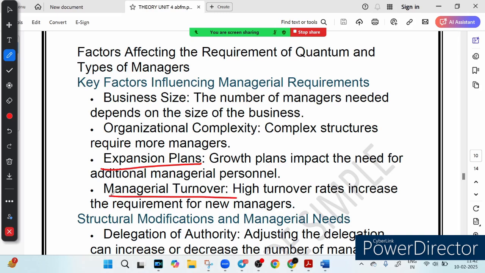Then we have something called managerial turnover. So when managers frequently leave a company, it creates a constant need to find replacements. So clearly, a high turnover rate means high demand for managers, right? So these are the factors. Let me again show you business size. That means a bigger company needs more managers, simple as that, right? Then organization complexity. If a company has a complex structure with multiple departments, it naturally needs more managers. Expansion plan means planning to grow or open new branches, which means hiring additional managers. So these are the factors which affect managerial requirement.